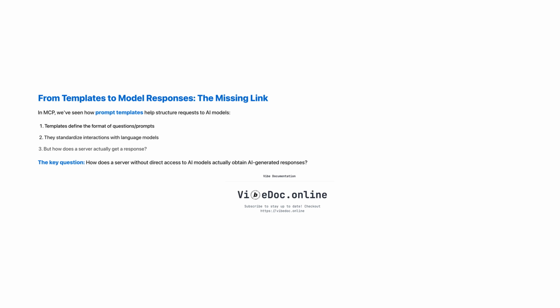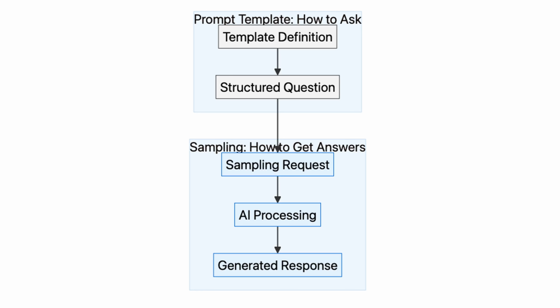So, we were talking about prompt templates, and I'm starting to see how MCP makes those standardized. But I'm wondering, what happens when a server needs to actually get a response from an AI model? Like, if it's not just about structuring the input, but actually needs the AI to generate something? That's exactly where sampling comes in. Think of it like this. Prompt templates are about how you ask the question, but sampling is about actually getting the answer.